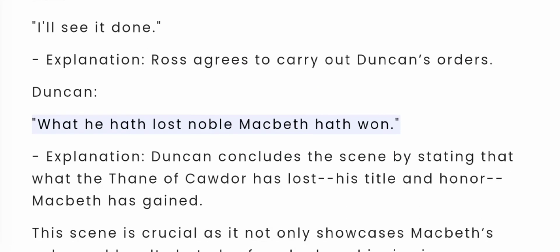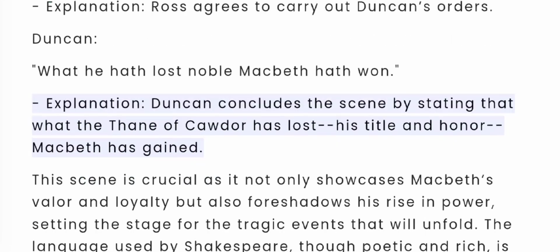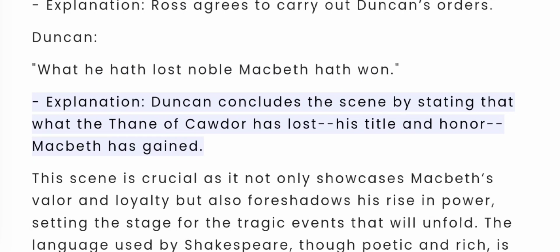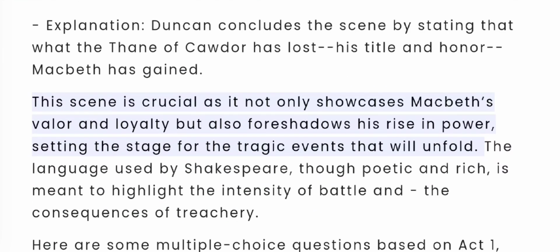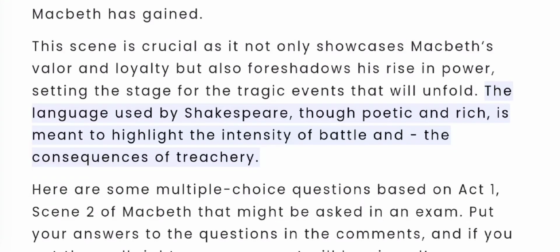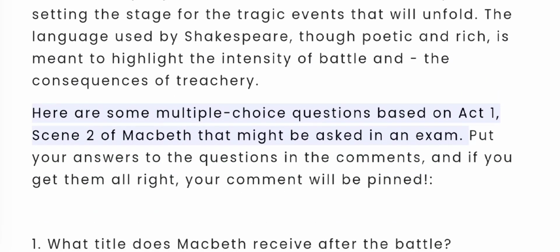Duncan: What he hath lost, noble Macbeth hath won. Explanation: Duncan concludes the scene by stating that what the Thane of Cawdor has lost, his title and honor, Macbeth has gained. This scene is crucial as it not only showcases Macbeth's valor and loyalty, but also foreshadows his rise in power, setting the stage for the tragic events that will unfold. The language used by Shakespeare, though poetic and rich, is meant to highlight the intensity of battle and the consequences of treachery.